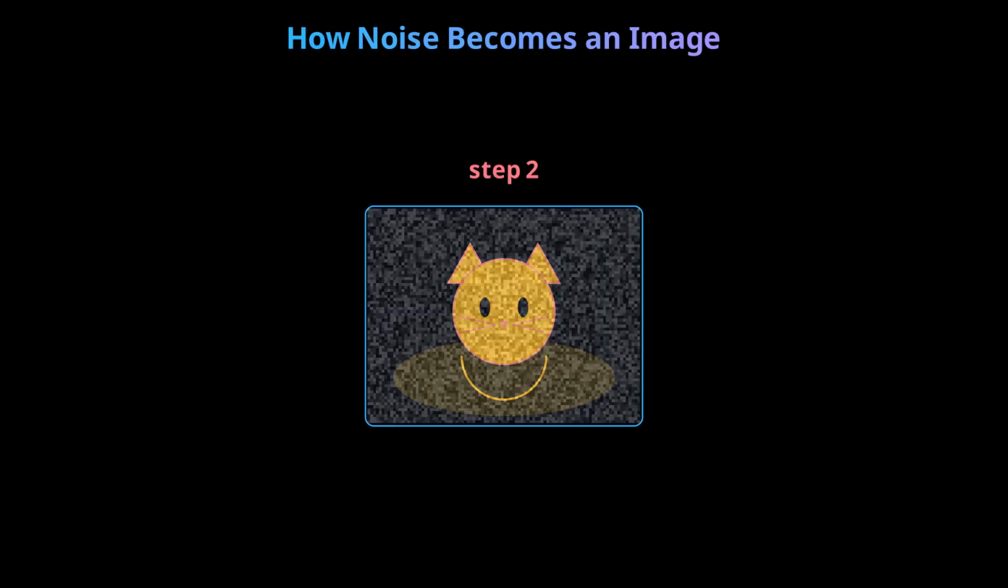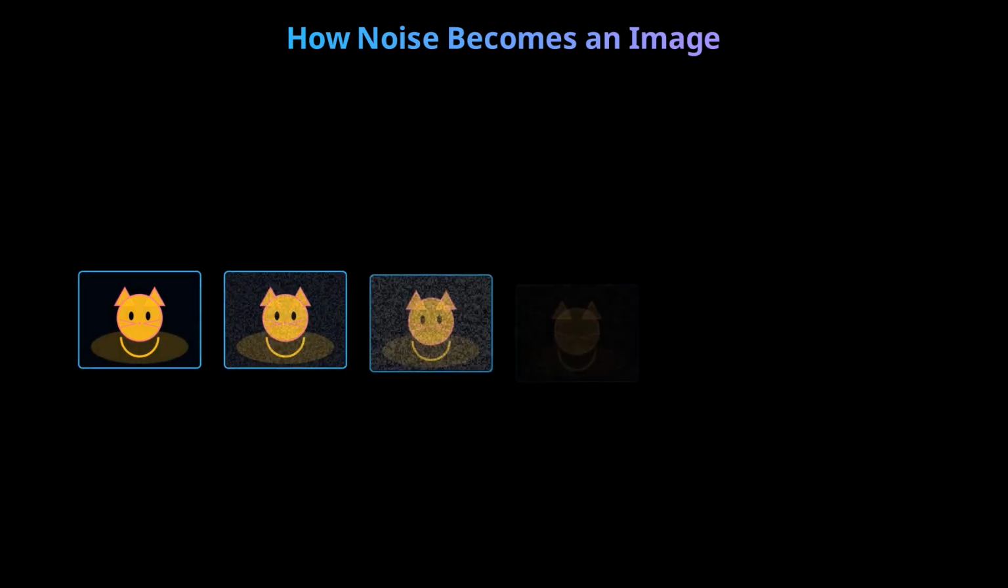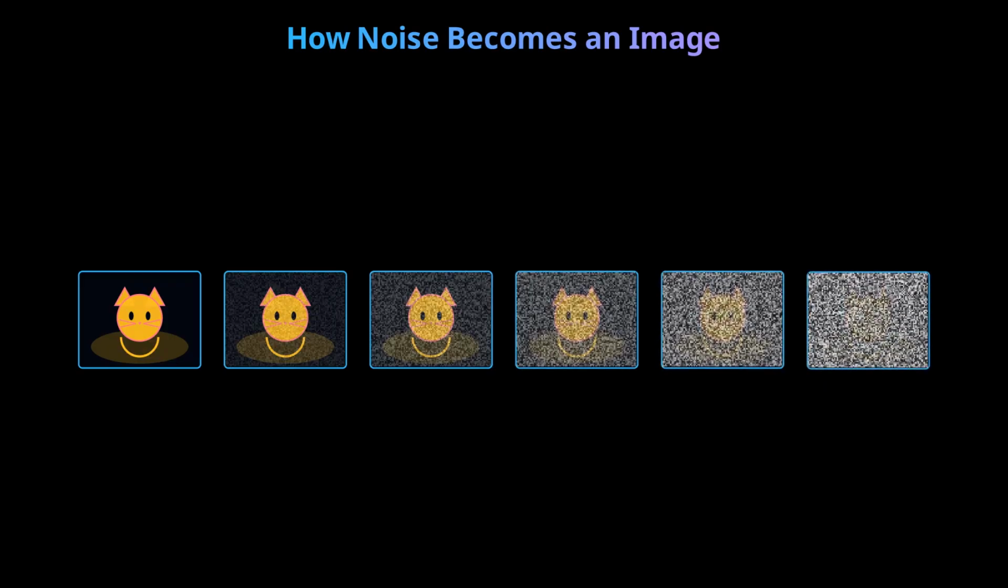We repeat this again and again, each time adding a little more noise on top of what's already there. Watch what happens across many steps. The edges soften, the colors bleed into speckle. Somewhere in the middle, the cat becomes a ghost, and by the end, the image is indistinguishable from television snow.